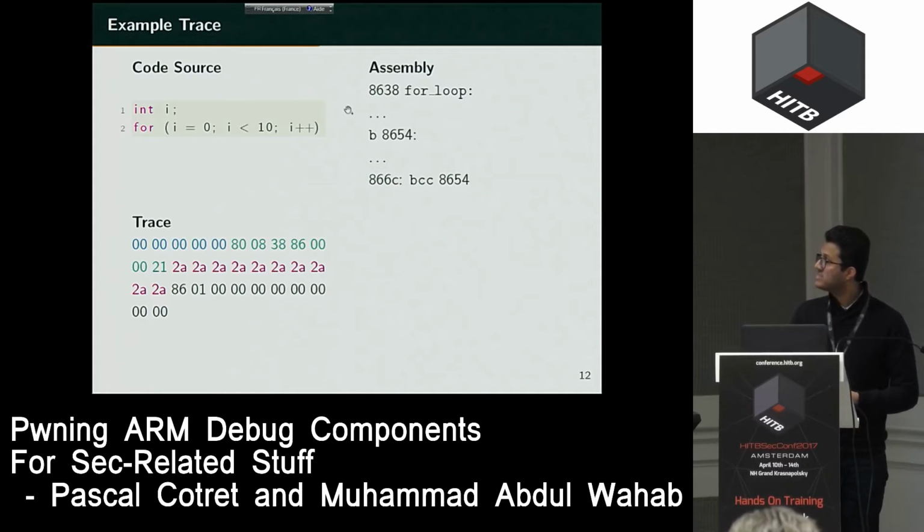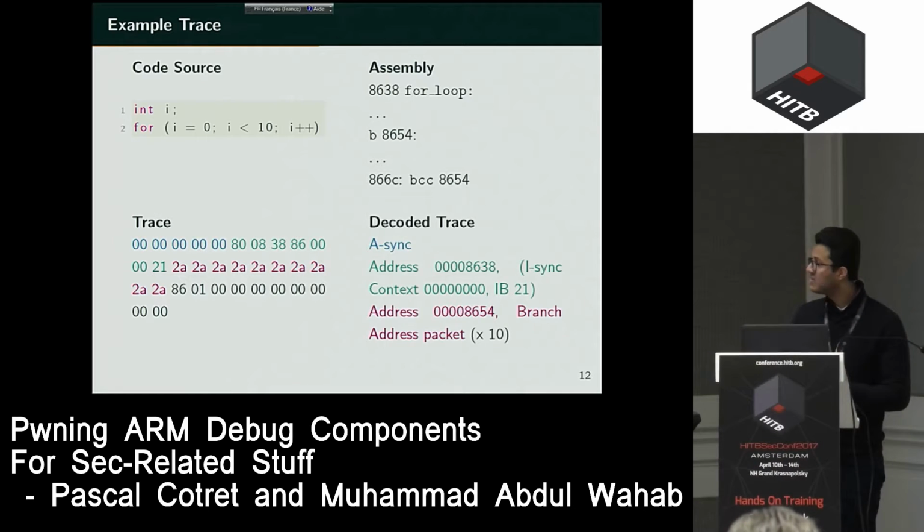Except for the first address over here, 8638, we can find it over here, 8638. But the other addresses are compressed. We only have the shifted address. We only have the bit values that change. So we have to decode it. When we decode, we find it.